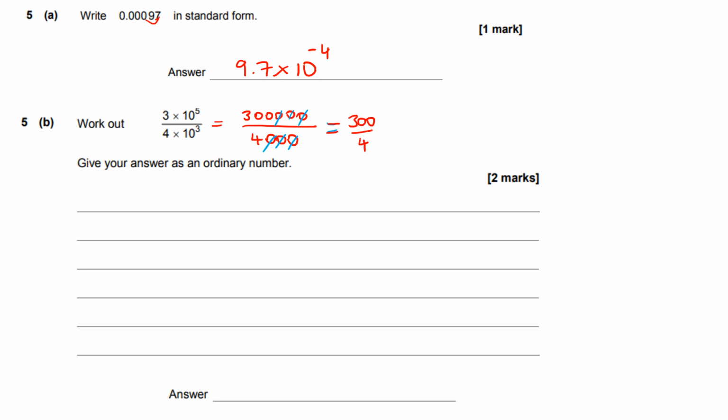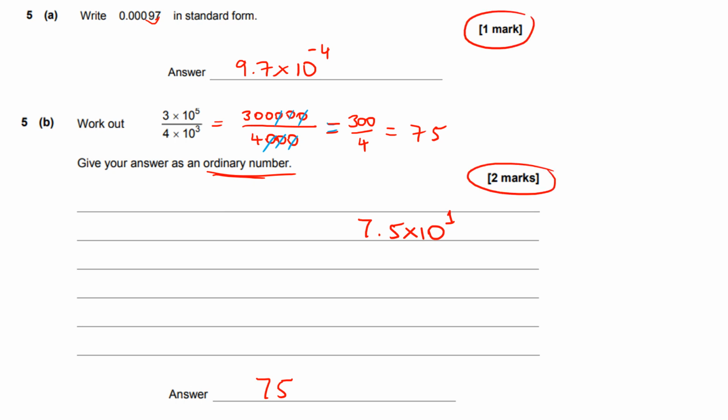300 divided by 2 is going to be 150. Half of that is going to be 75. The question is asking you to write it down as an ordinary number, so it's going to be 75. If it was asking you to write it down as a standard form, then it would be 7.5 times 10 to the power of 1. But we're going to leave it at 75 as the question is asking it for an ordinary number. And this is how we get full marks from this question.